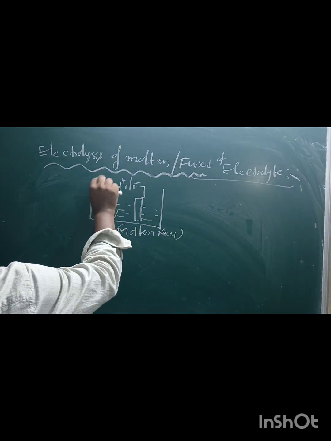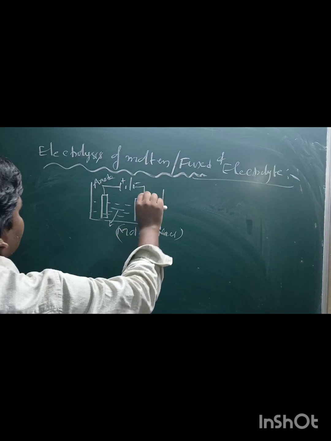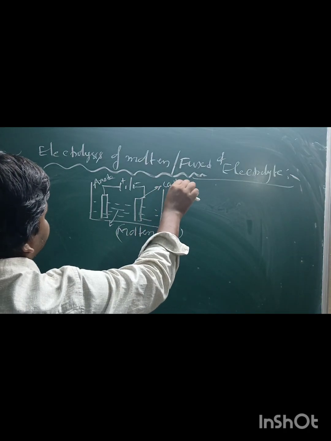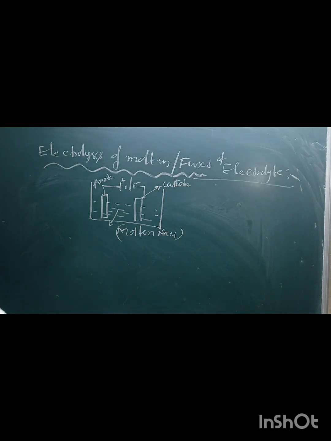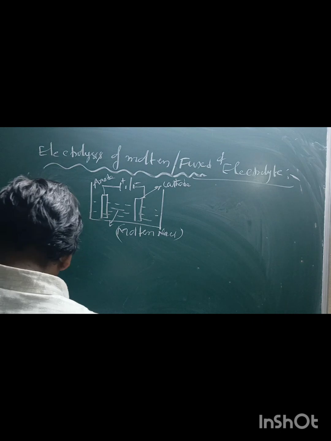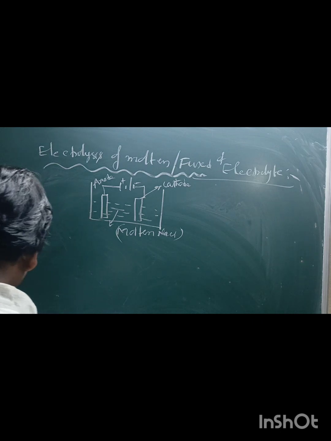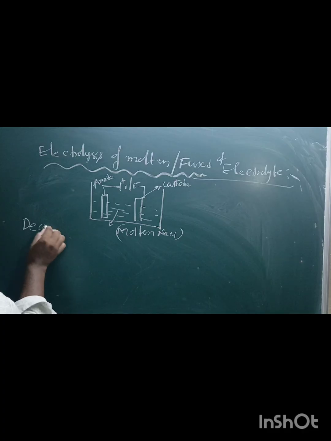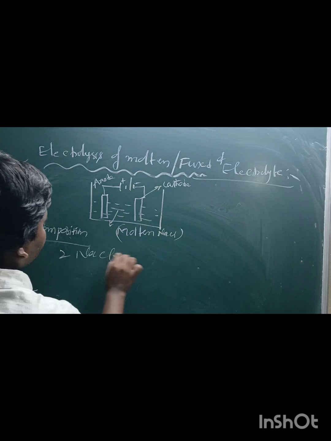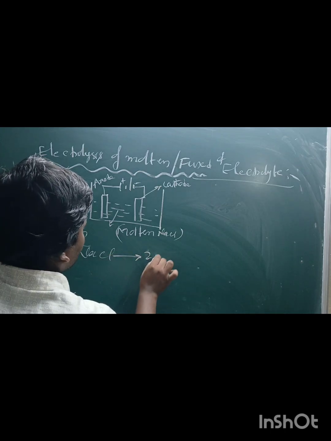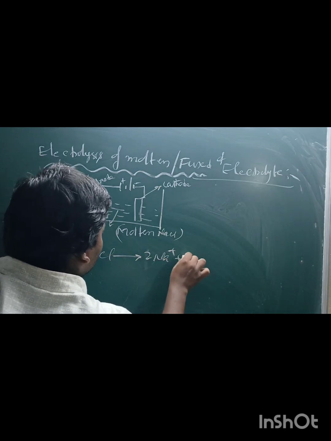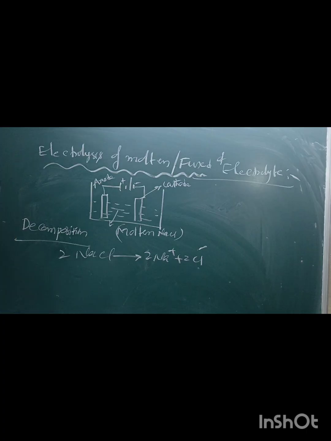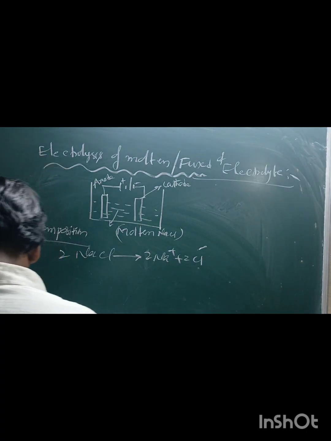This electrode acts as an anode. This electrode acts as a cathode. The first step here is ionization or dissociation, decomposition or ionization. 2 NaCl dissociate into 2 Na plus and 2 Cl minus ions. This is called the dissociation step.